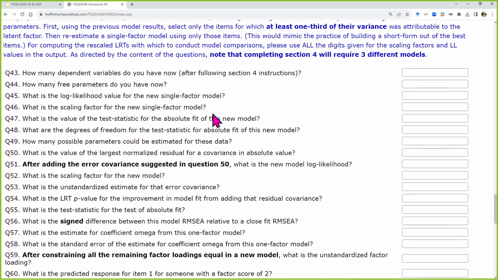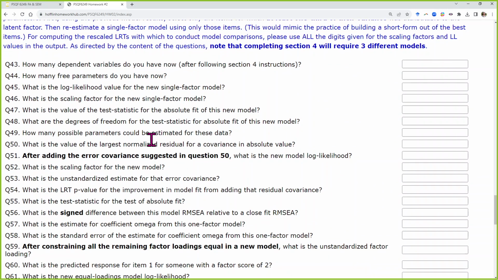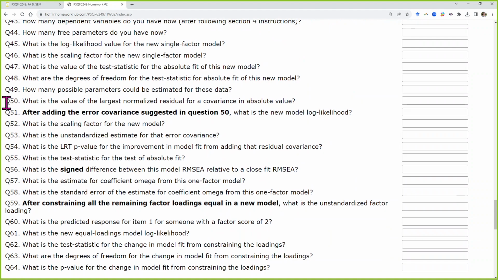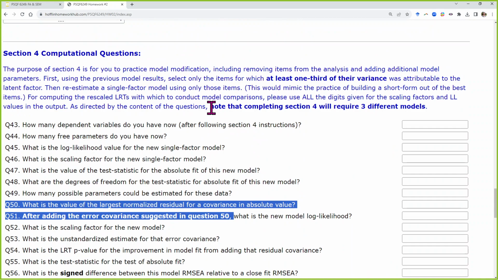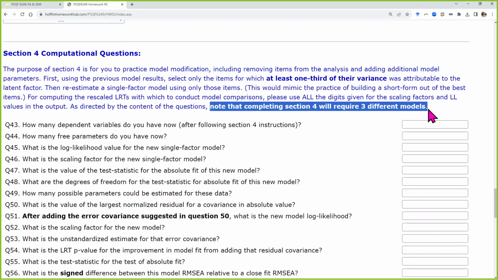Section 4 then, I just had a discussion about this with the TAs. Questions 50 and 51 here are yoked together. Note that section 4 requires completing 3 different models. I would highly encourage you to save the outputs from each as separate files to refer to. That way you can answer all of the questions outside of M+, on your own time.